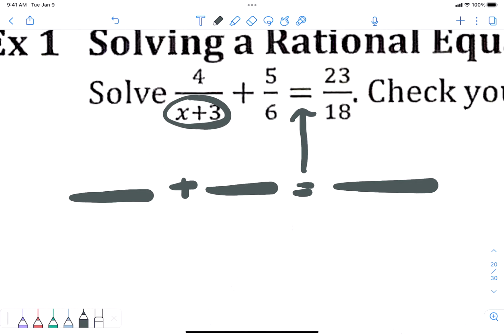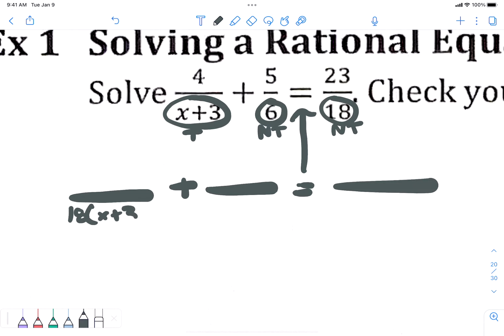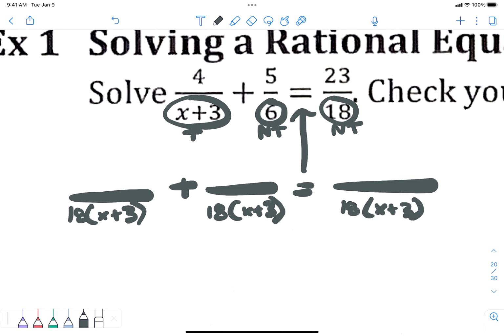Let's take a look at the x plus 3. I know I need x plus 3 in my denominator. The 6 and the 18, I need those as well, so I can look at the 6 and the 18 and combine them. What's the least common multiple or the common denominator for 6 and 18? 18, right? 6 goes into 18, 18 goes into 18. So I will need to have 18 and x plus 3 in all 3 pieces.